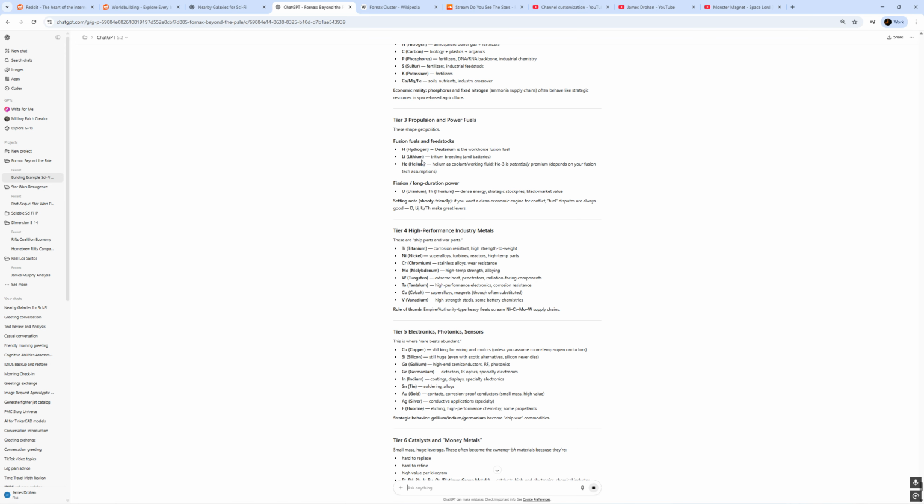Propulsion and power fuels. All right, so hydrogen, lithium, and helium. Tritium breeding, lithium batteries. Deuterium is the workhorse fusion fuel. Helium is a coolant, working fluid. He3 is potentially premium, depends on your fusion tech assumptions.